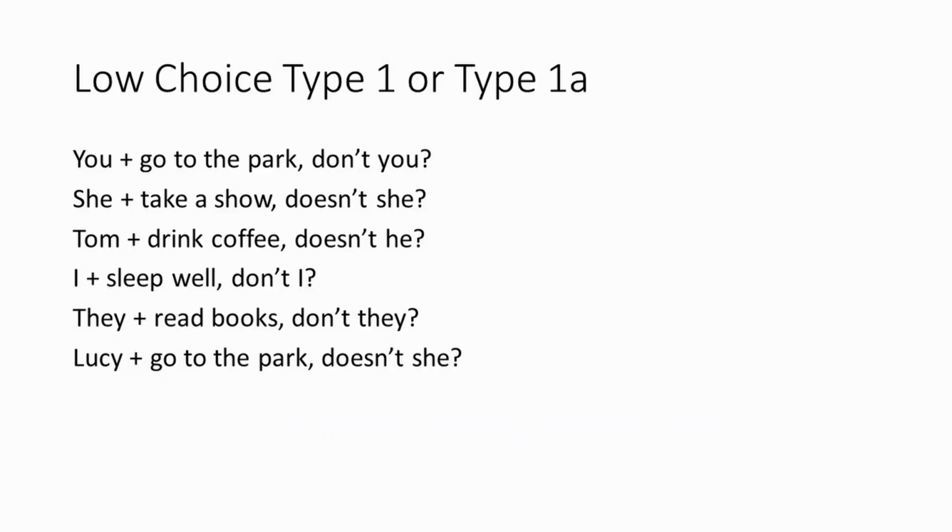And what does this low variability look like? Low choice. Here we have a low choice. You just need to choose whether it's a type 1 or a type 1A. The first one is: you plus go to the park, don't you? Your job is to decide: is that a type 1 or a type 1A? Is it go or goes? That's all you need to do. Same with the second one. Is it take or takes? Third one, drink or drinks?